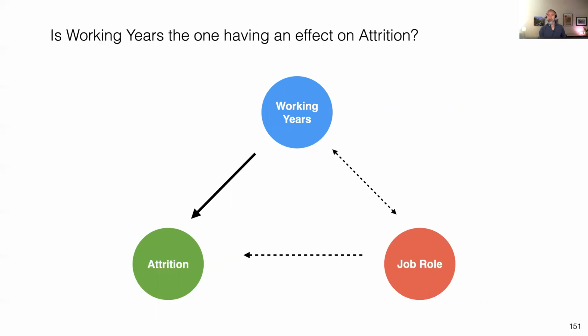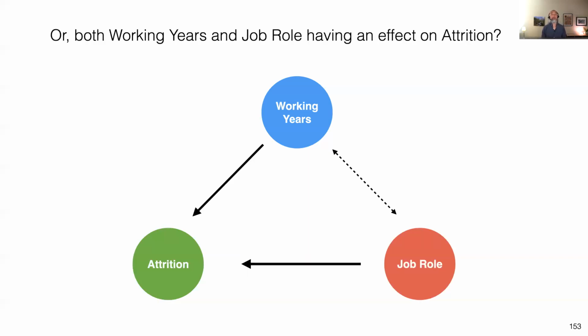Or the other case, maybe working years is the one really having an effect on attrition, in terms of attrition true or not. Then with working years shorter, the job role happens to be sales rep. With working years longer, the job role happens to be manager or something. So we don't know which one is causing it, or maybe both of them have an effect on attrition, but they split some of the effect in terms of how the attrition changes.